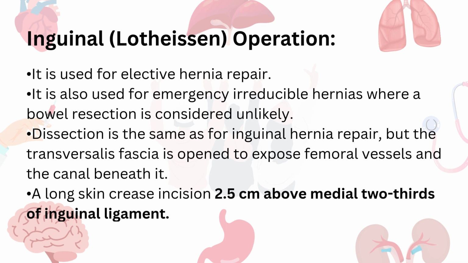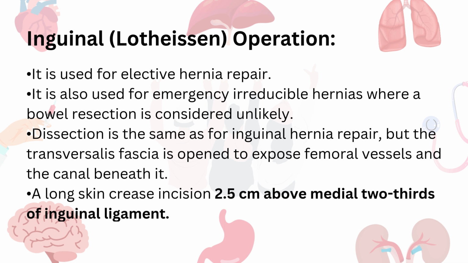The dissection is the same as for inguinal hernia repair, but the transversalis fascia is opened to expose the femoral vessels and the canal beneath it. A long skin crease incision of 2.5 centimeters above the medial two-thirds of the inguinal ligament is given.